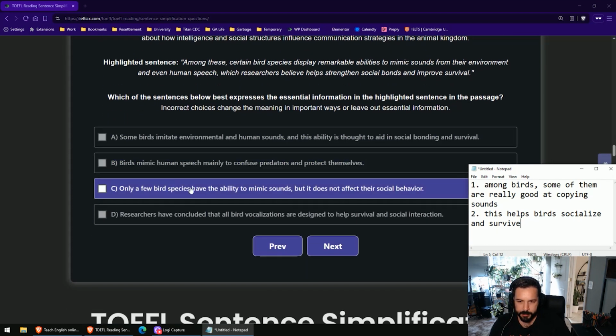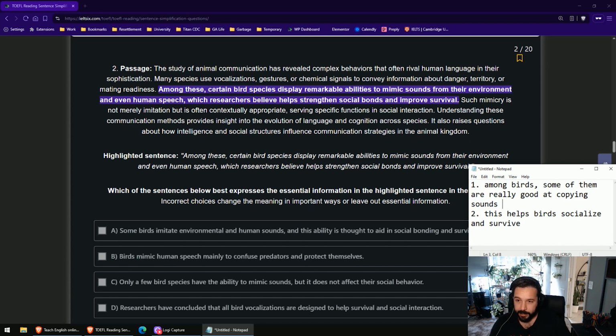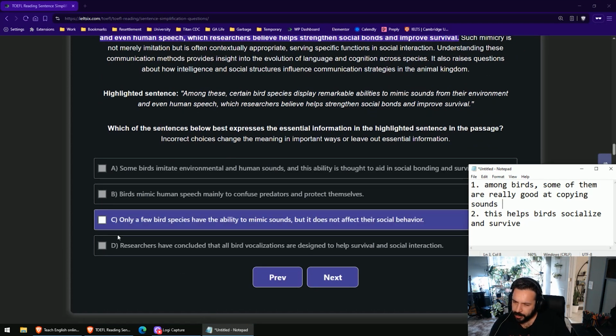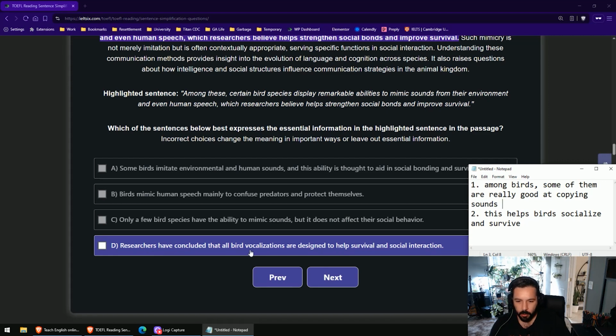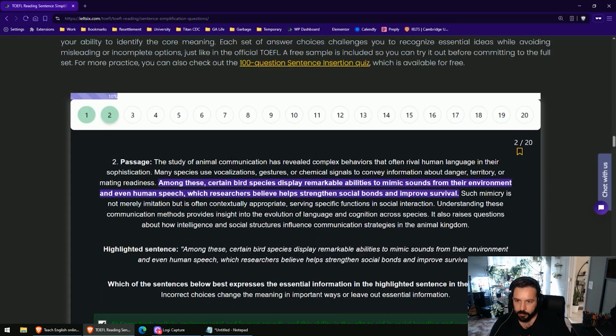Only a few bird species have the ability. No, we didn't say that it's a small number. We said some birds. We didn't specify if it's a lot, or just a small group. Researchers have concluded that all birds, no, we didn't say anything about all birds. We just said some birds. So immediately you can go with A.